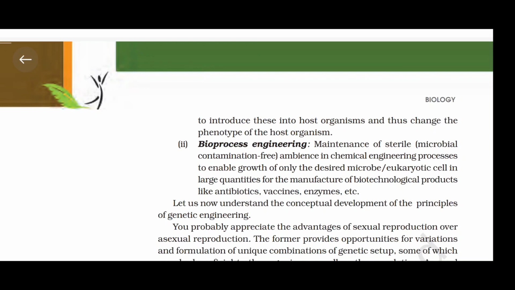Second, bioprocess engineering. Maintenance of a sterile, microbial contamination-free ambience in chemical engineering processes to enable growth of only the desired microbe or eukaryotic cell in large quantities for the manufacture of biotechnological products like antibiotics, vaccines, enzymes, etc.